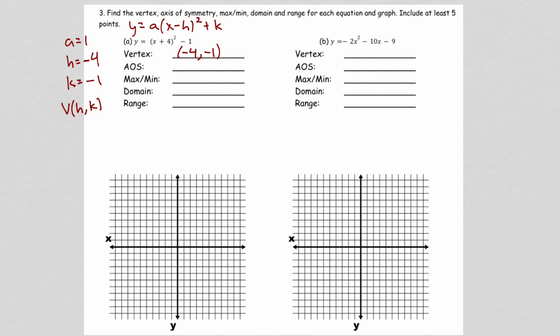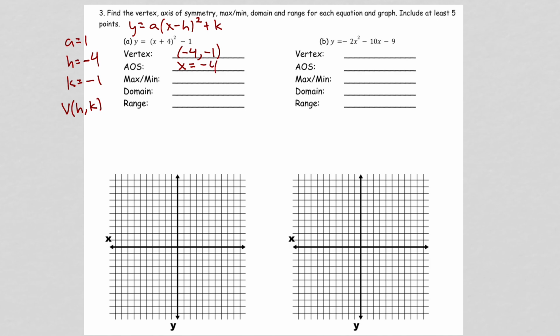All right, so what comes next? The axis of symmetry. That's what AOS stands for, axis of symmetry. Well, it is always an x equals with these types of parabolas, and then I just take the x value from the vertex. So what is it? It's x equals negative 4.